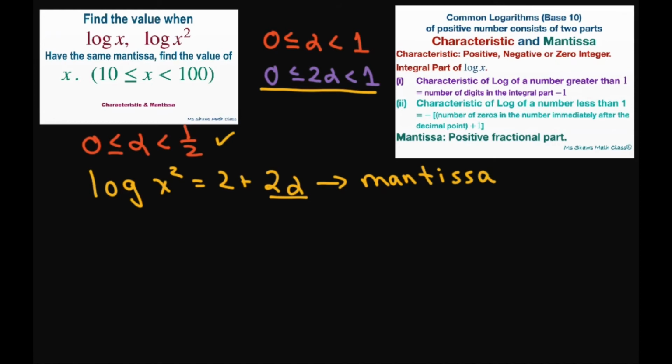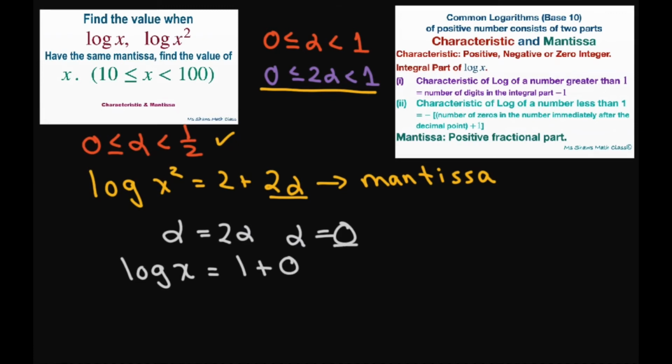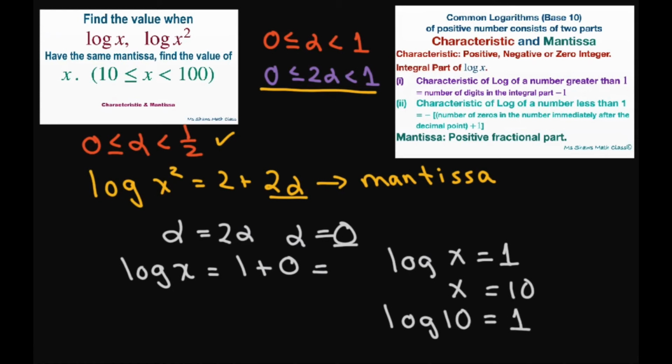All right. Since log of x and log of x squared have the same mantissa, then that means our alpha equals 2 alpha. That means our alpha equals 0. So therefore our log of x equals 1 plus your mantissa, which is going to be 0. So that's going to be log of x equals 1. That means our x here equals 10 because log of 10 equals 1. So let's note that. That's our first thing we're going to look at.